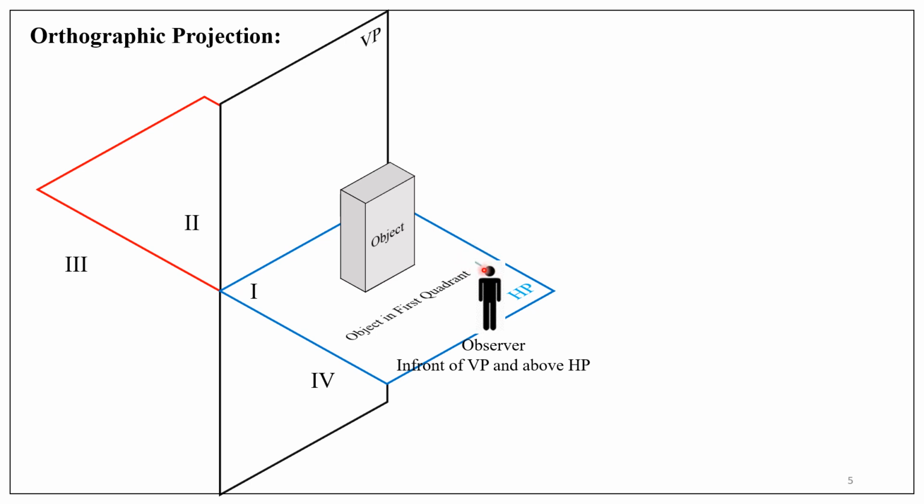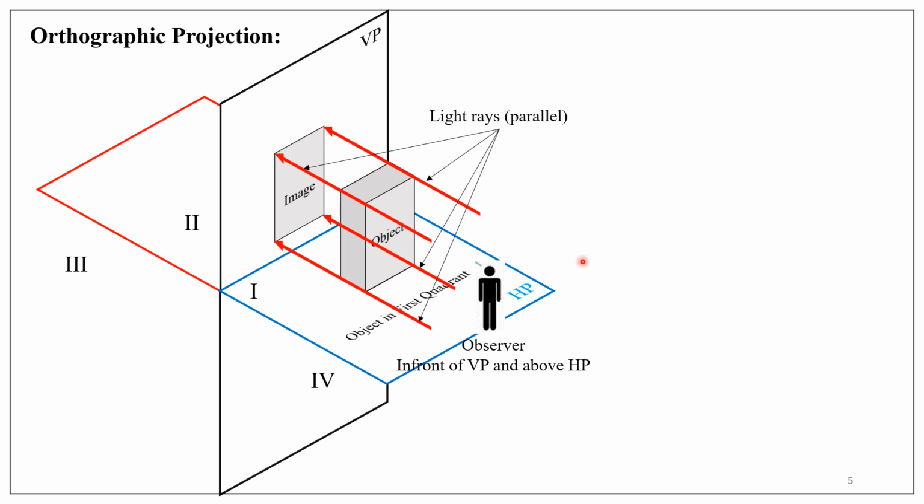Light rays emanate from the observer's eye, pierce through the object, and an image is formed on the vertical plane. What is the difference? You can easily observe from the drawing the light rays are parallel to each other. At the same time, all the light rays are perpendicular to the plane of projection. Here it is vertical plane.